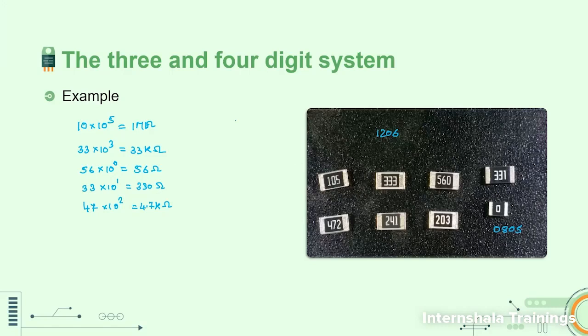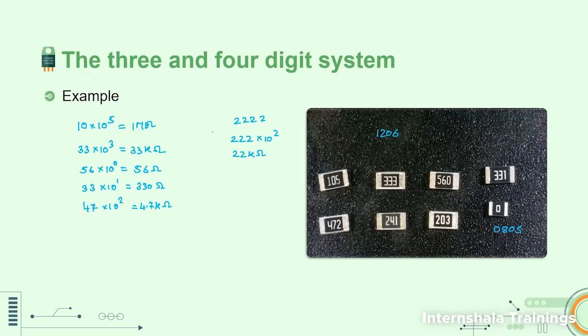For example, let's say if it is 2222, then it's going to be 222 into 10 to the power 2. So it's going to be 22 kilo ohms. Okay, that will be the value for that particular resistor. So we are done with this method, the 3 and 4 digit system.